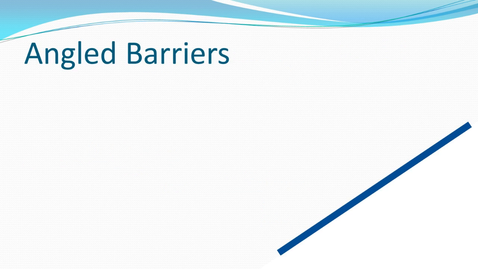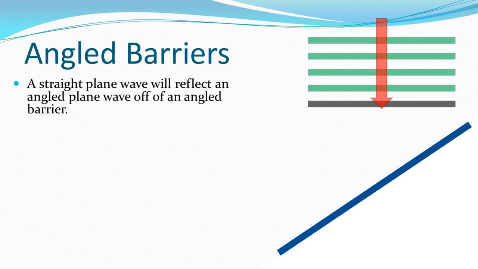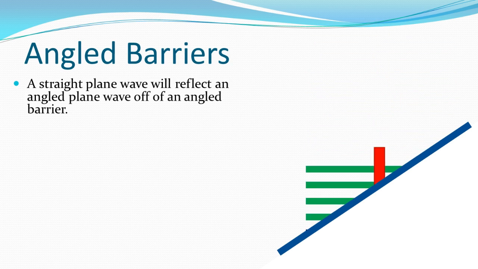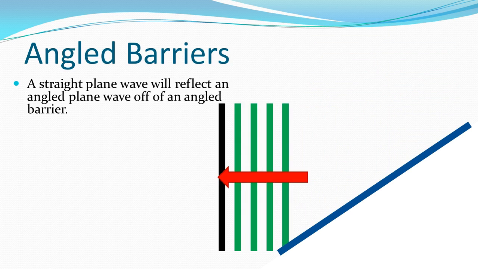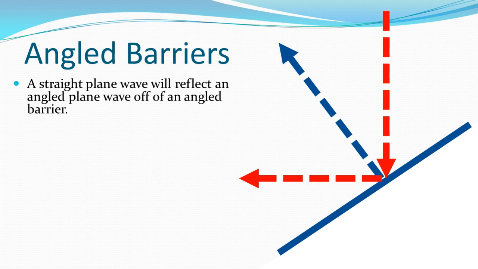If a wave bounces off an angled barrier, there are a couple concepts to consider. A straight plane wave will reflect an angled plane wave off an angled barrier. So if the wave comes in straight, it's going to come off at an angle relative to that barrier. To understand this angle, we need to look at the barrier, put a perpendicular line, so make a 90-degree angle with the barrier. The first wave, the incidence wave, that's the wave that is moving towards a barrier, comes in at a given angle. It's going to leave at a given angle as well.